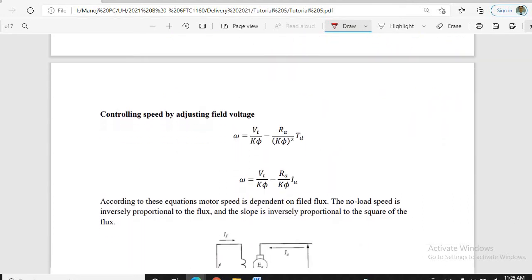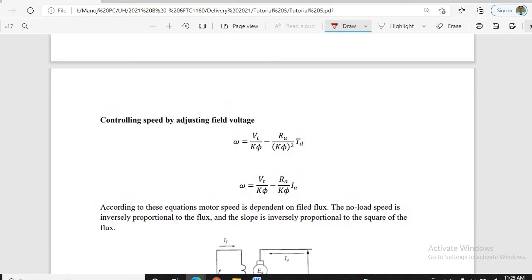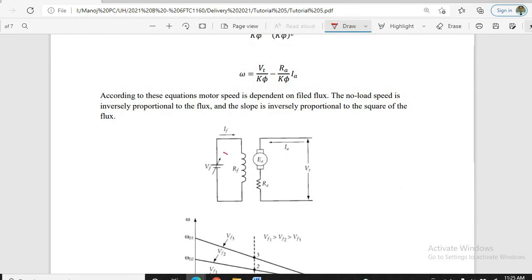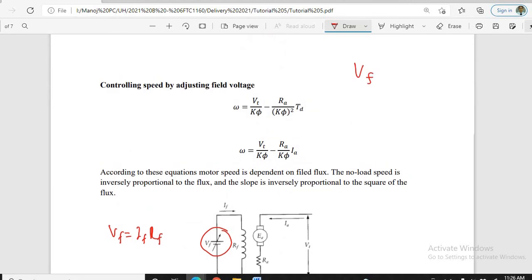We are not going to talk about increasing Vt beyond the rated values. Then we'll talk about the next method, controlling the speed by adjusting the field voltage. So we can control Vf. Here you can see Vf is controlled. Vf is equal to If into Rf, and it is the field. Field means it affects our flux.